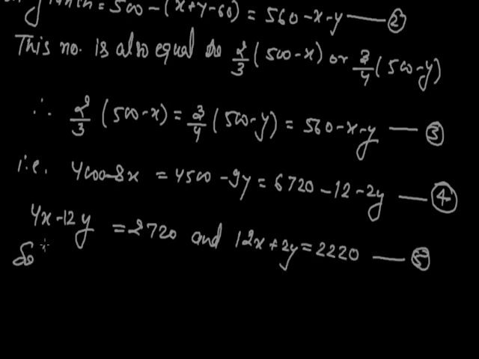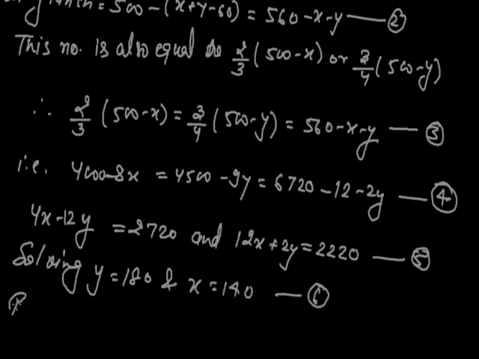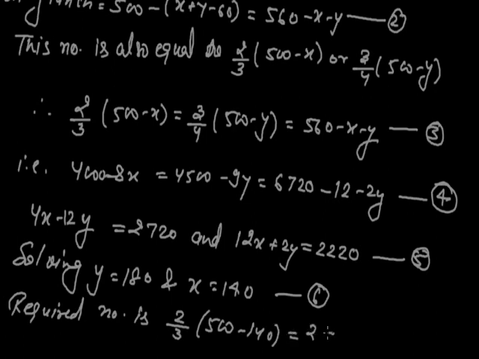Now by solving these, we would have the value of y is equal to 180 and the value of x is equal to 140. So the required number is 2/3 of (500 minus 140), that is 2/3 of 360, that is equal to 240.